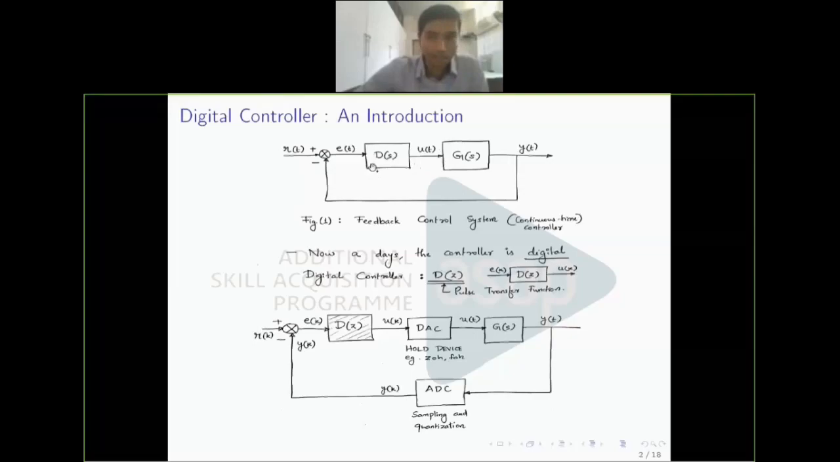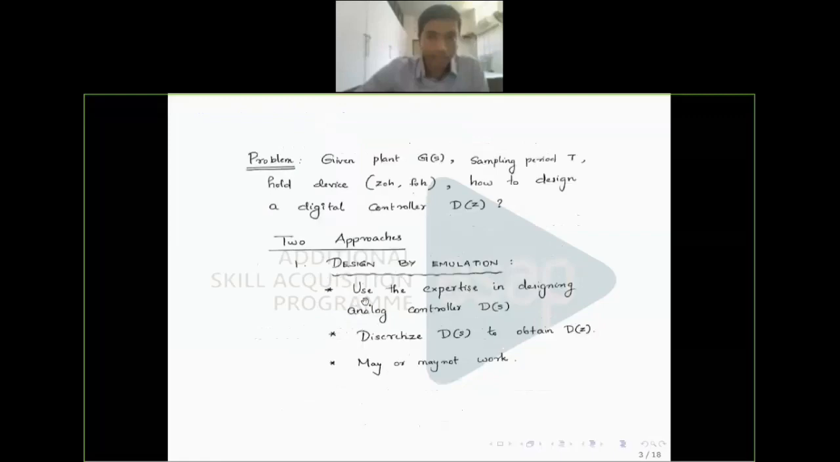So the natural question is, why can't you build a digital equivalent of D of S? What is the form of D of S when you discretize it? Or if you find an equivalent discrete of D of S, what will it do? So that is basically design by emulation. Use the expertise in designing the analog controller. So first you design the controller in analog domain, or in continuous domain itself. Then you discretize to obtain the discrete controller.